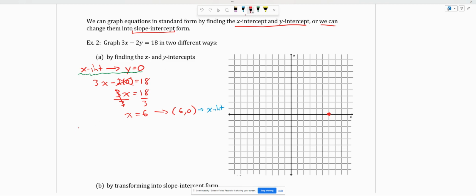Okay, now let's find our y-intercept. Now we do the exact opposite. We're simply going to substitute x equals 0, because wherever it crosses the y-axis, the x value must be 0. So we're going to put that in.